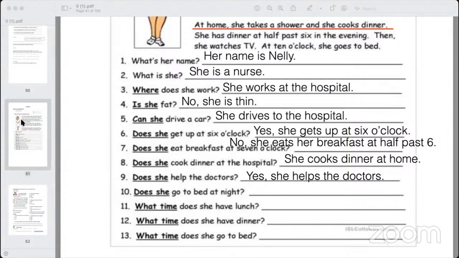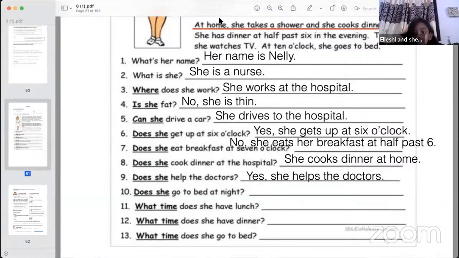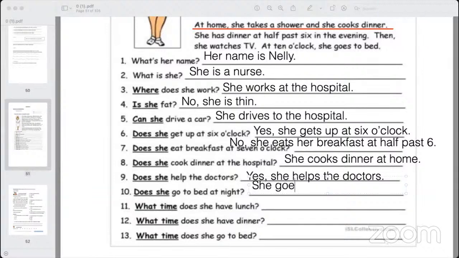The next question, does she go to bed at night? So does she go to bed at night? Yes, she goes. So she goes to bed.